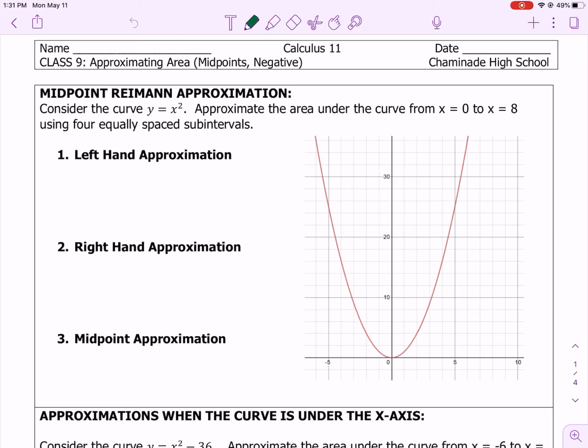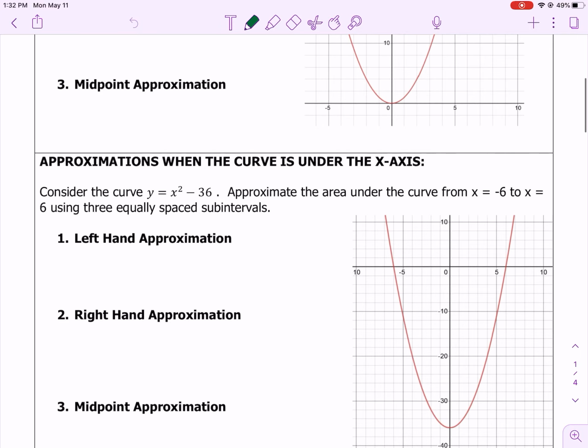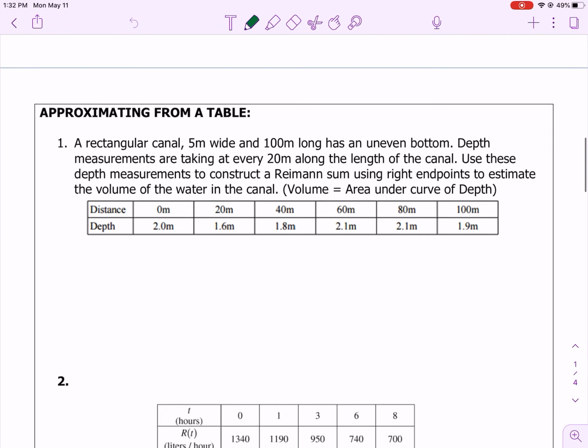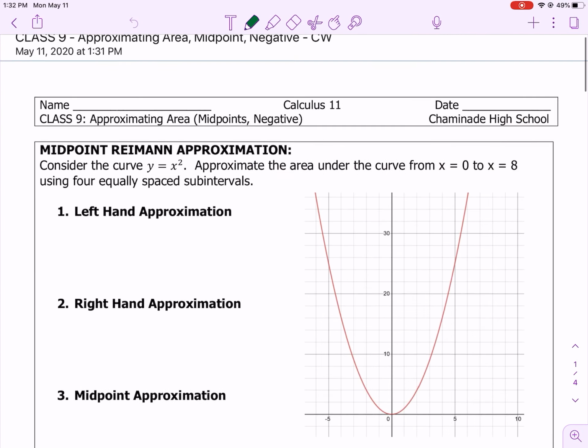This is going to be class 9, approximating the area under the curve still. But we're going to be including a couple of new things here. We're going to be including doing approximations at midpoints, finding approximations when the curve is under the x-axis, or when we have negative areas, and then also approximating from tables, so given a table of values.